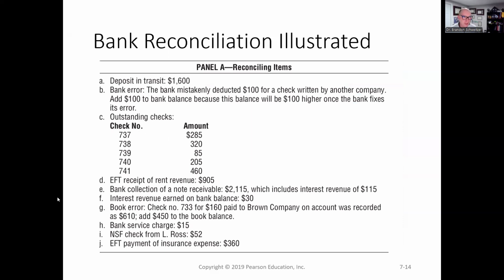So there's a couple of things that we noticed that had happened based off of our bank statement. We have a deposit that's in transit, hasn't hit the account yet. There was a bank error of $100. We have a couple of outstanding checks that haven't been cashed yet.